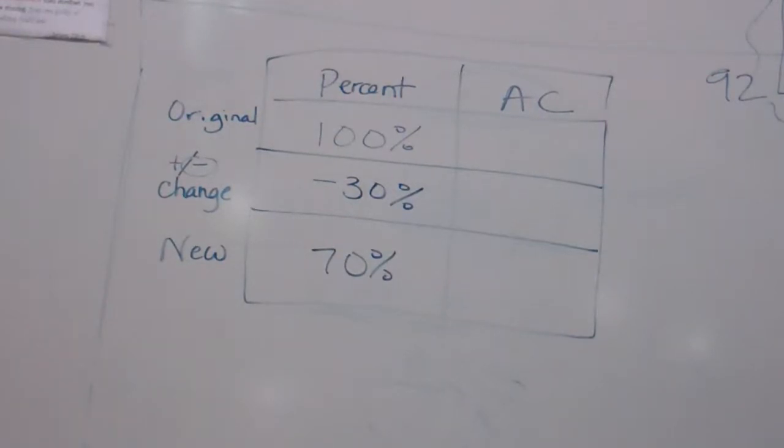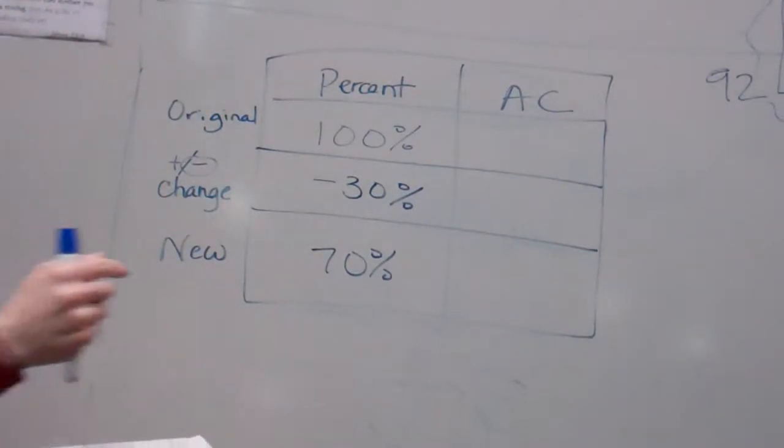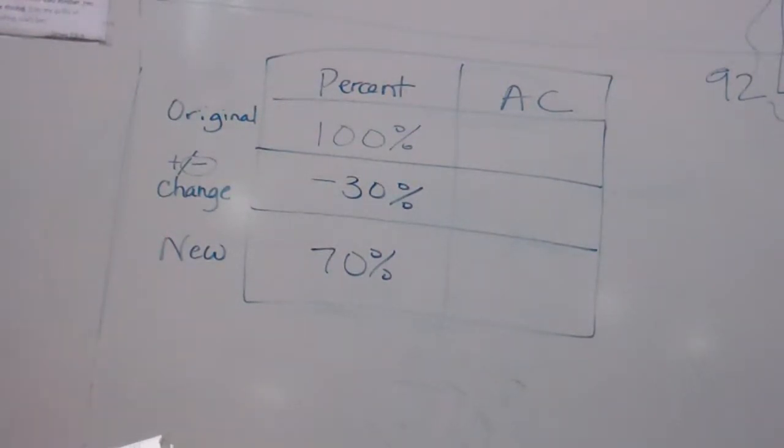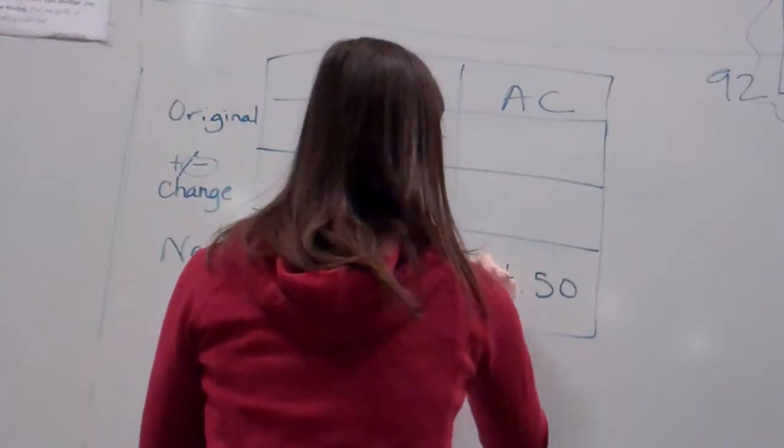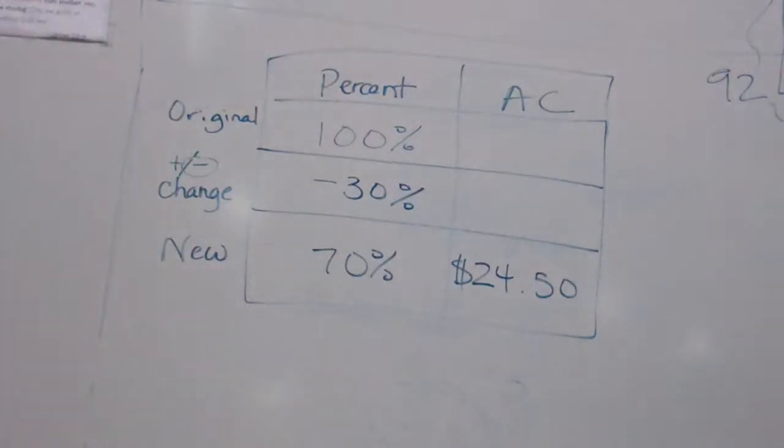Okay? Then it says if the sales price was $24.50, where's that going to go? Well, we had original. It's going to be the sales price. It's going to be the new $24.50. Everybody understand why I put it there and not on the original? Because it wasn't the original price, it's the sale price, the new price.